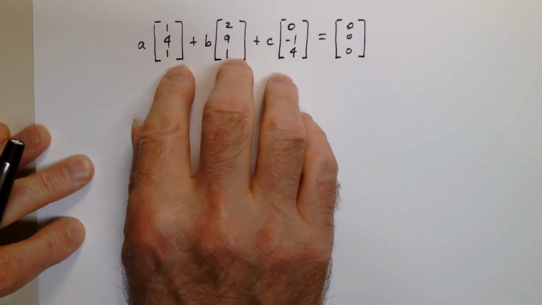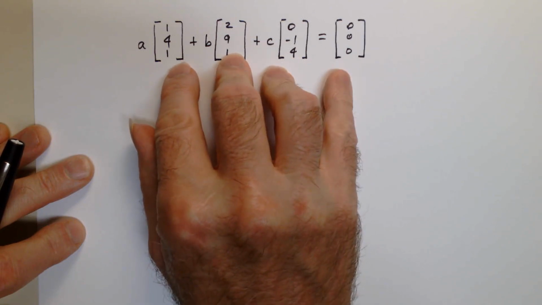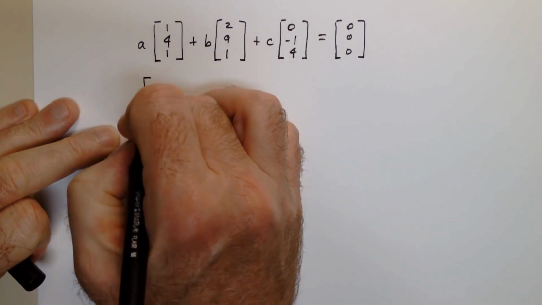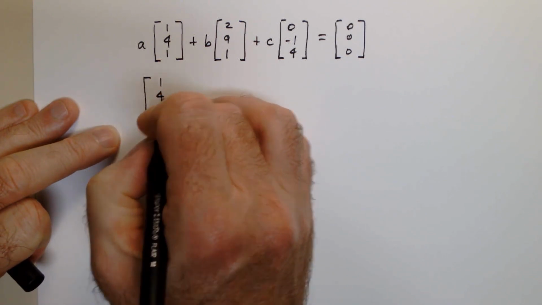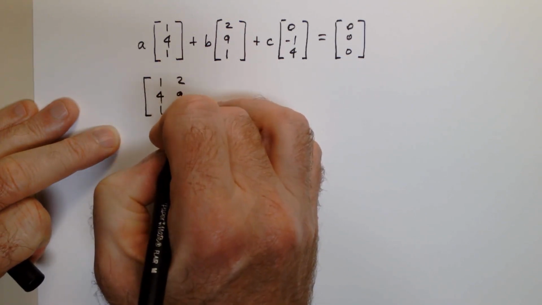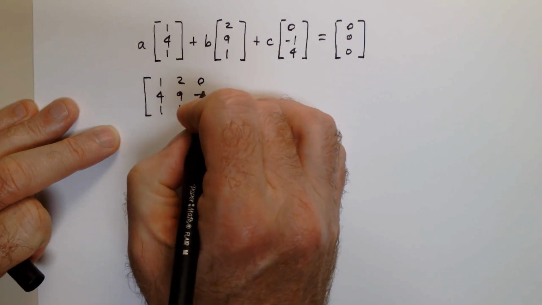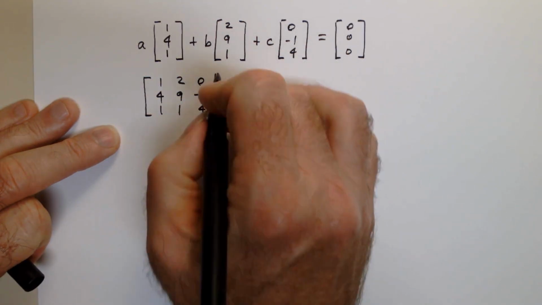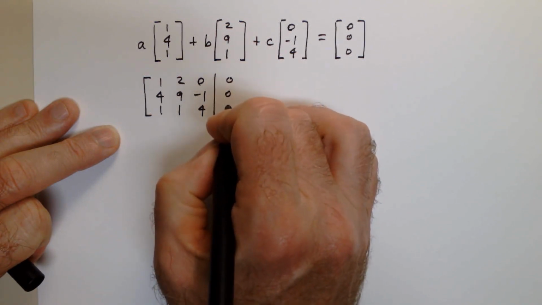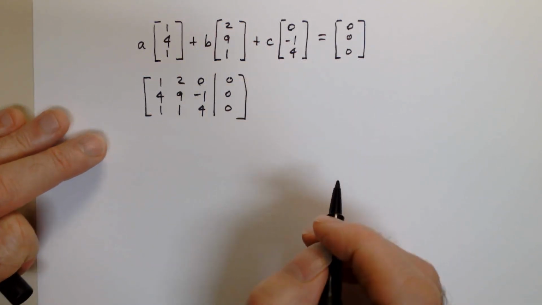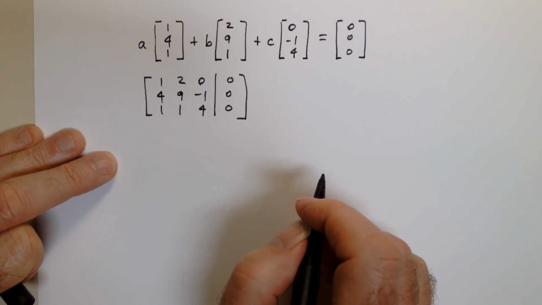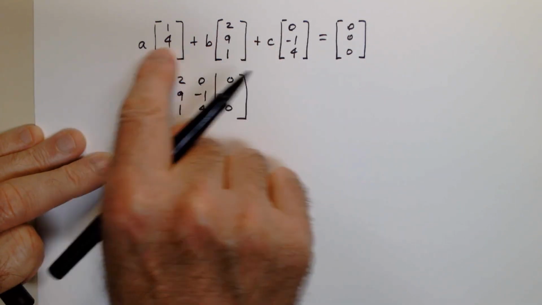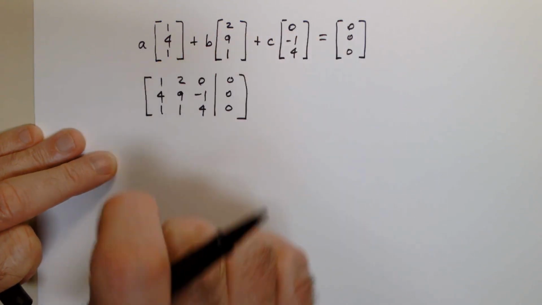Now, right away, we can simply lift all of these vectors out and create the associated augmented system. So we're going to have 1, 4, 1, 2, 9, 1, 0, negative 1, 4. That'll form the coefficient matrix. We'll have our column of constants on this side, and in this case, it's a homogeneous system, so they're all 0.